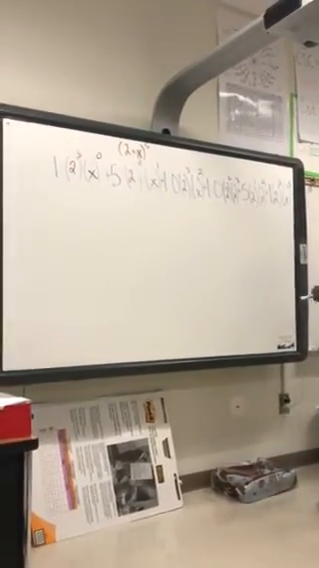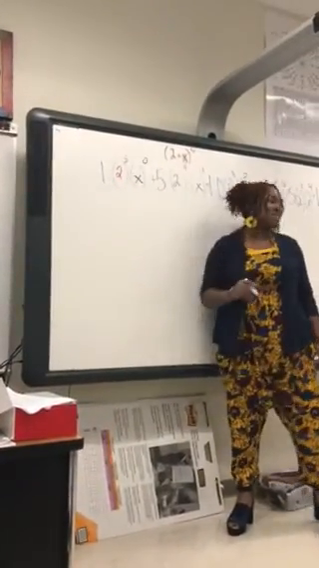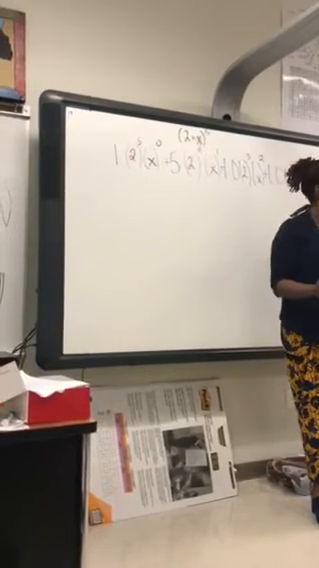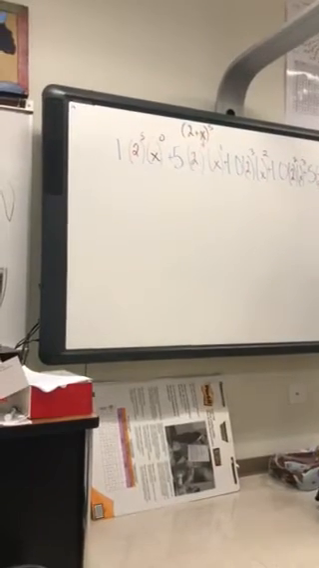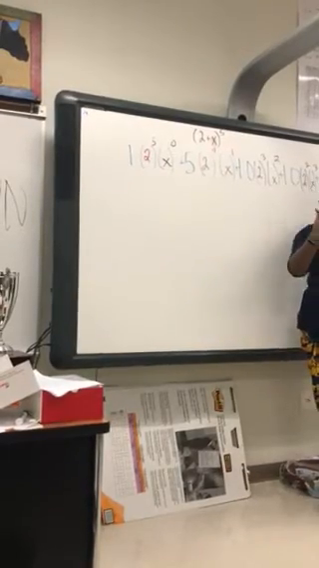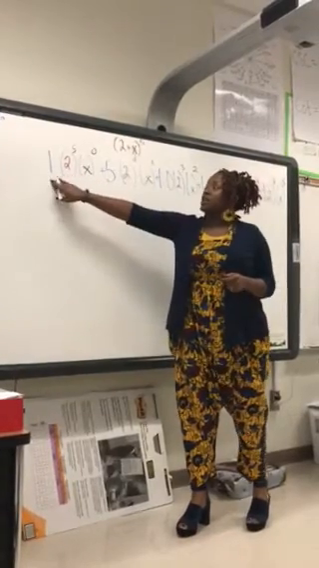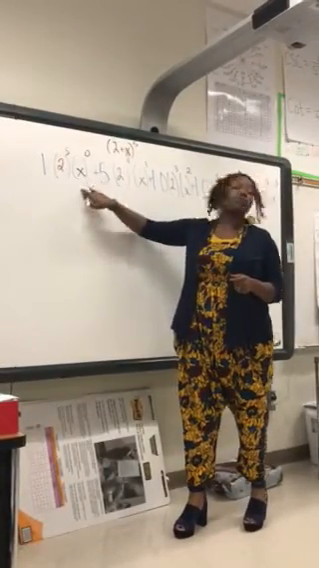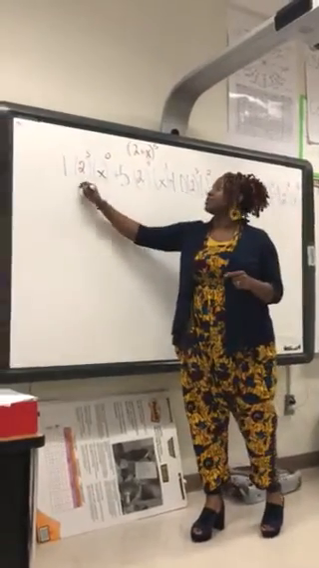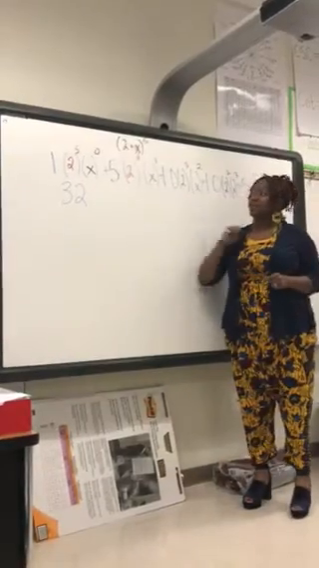So let's try this. 1 times, what does 2 to the 5th mean? 2 multiplied 5 times, right? What's 2 times 2? 4. Times 2? 8. Times 2? 16. Times 2? 32. So we end up with 32. 1 times 32 times 1, because x to the 0 is 1. So we just have 32 here. All right? So now we need to go to our next term.